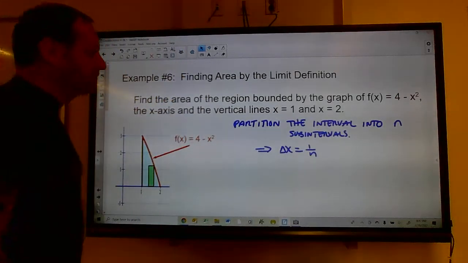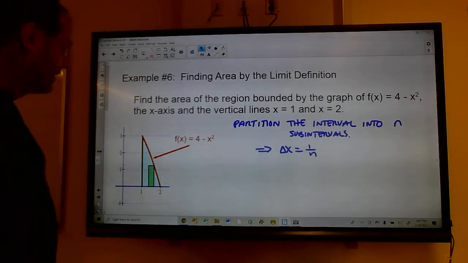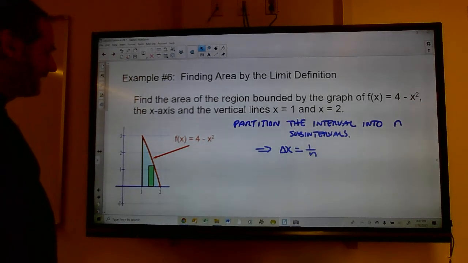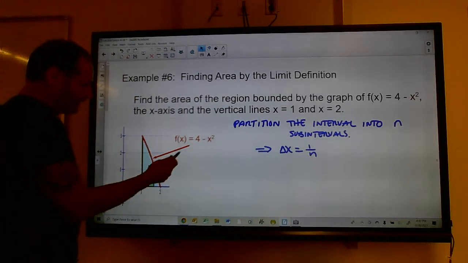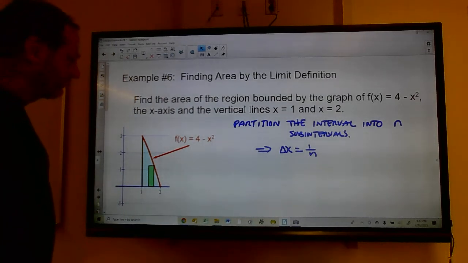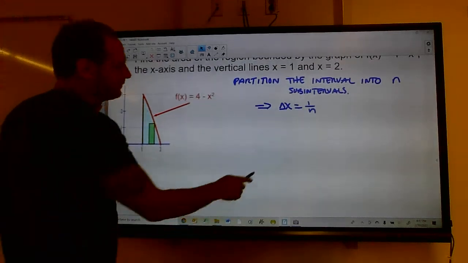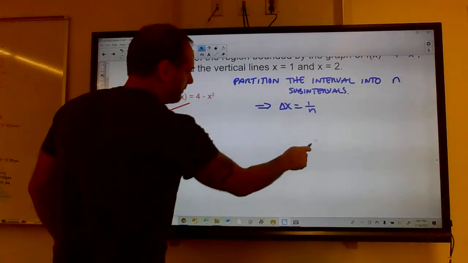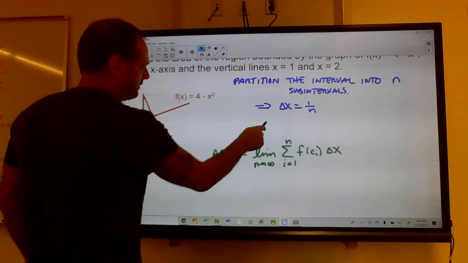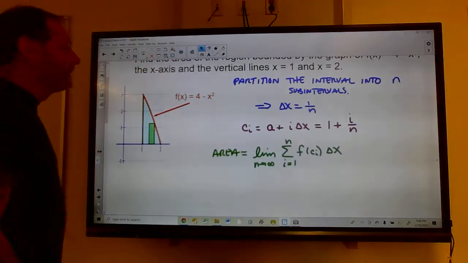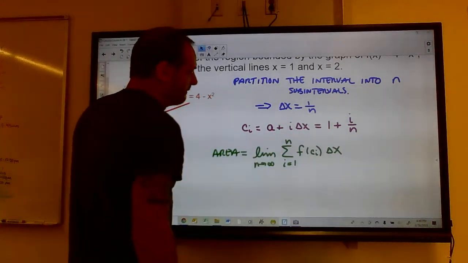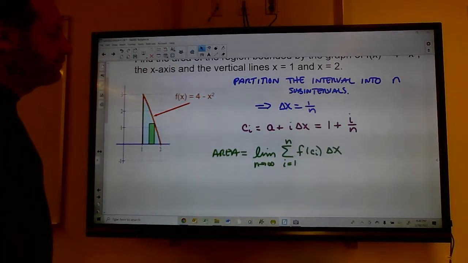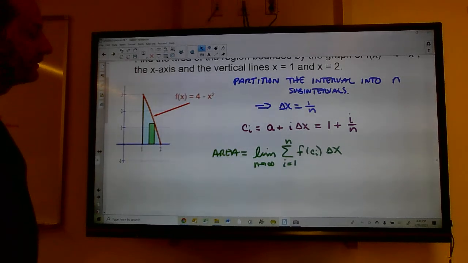Okay, so we're going to partition the interval into n subintervals. So delta x is going to be 1 over n. It's going to be 2 minus 1 divided by the number of intervals, which is n, so that's just 1 over n. Then c sub i is going to be a plus i times delta x, which is going to be 1 plus i over n.